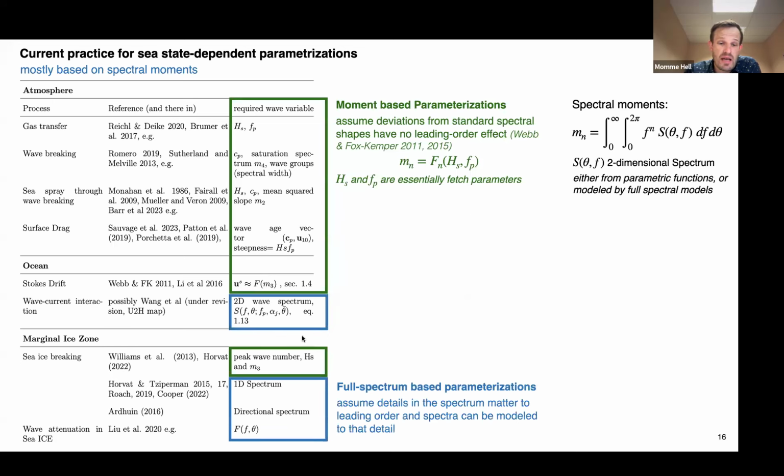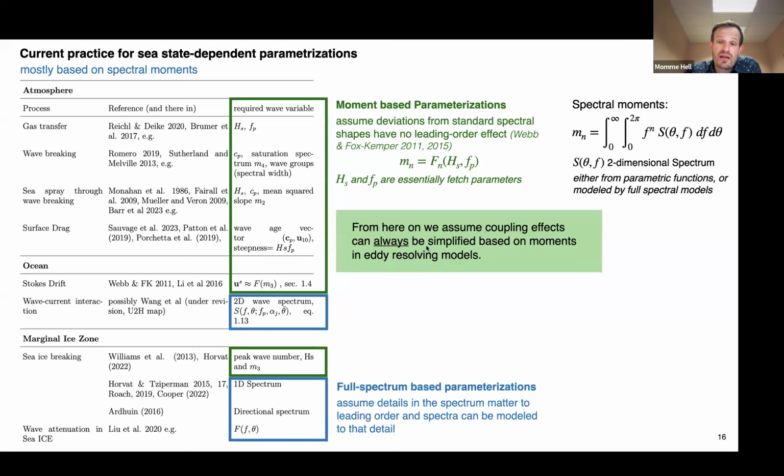And then there's this other class of parameterizations. For example, wave current interaction or wave breaking through spectra that somehow need the full 2D spectrum or the full 1D spectrum. And that would be computationally more expensive because they say we are very frequency dependent, and therefore we have to model the complete spectrum to get the impact on the climate system correct.